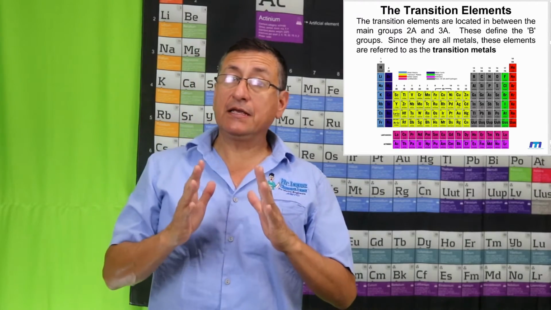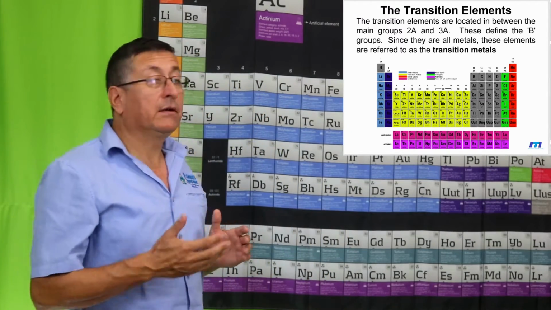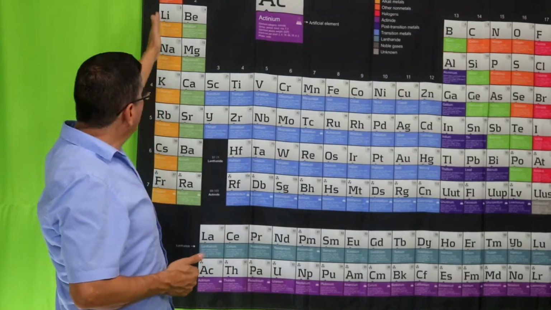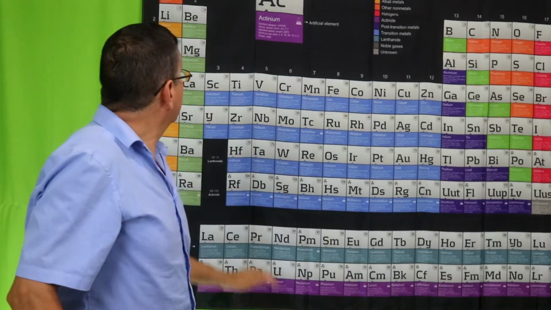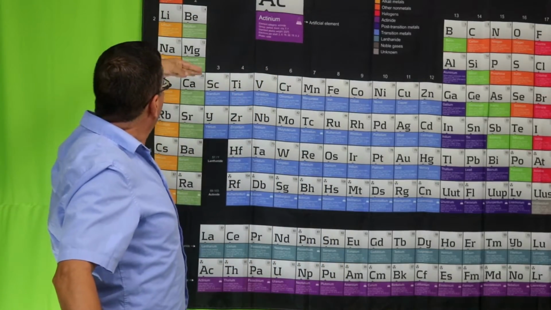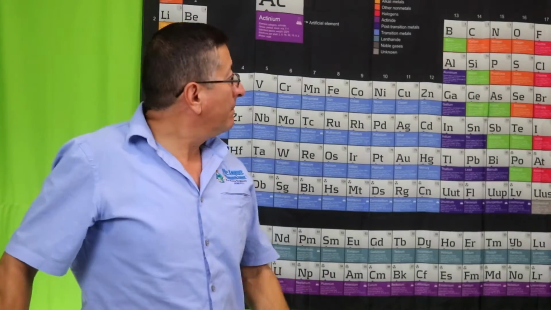Okay, my friends, in the last episode we identified the different types of groups. We have the A main groups, and we have the orbits: 1 orbit, 2 orbits, 3, 4. But the classification is according to the amount of electrons in the last orbit. This is the most important part.